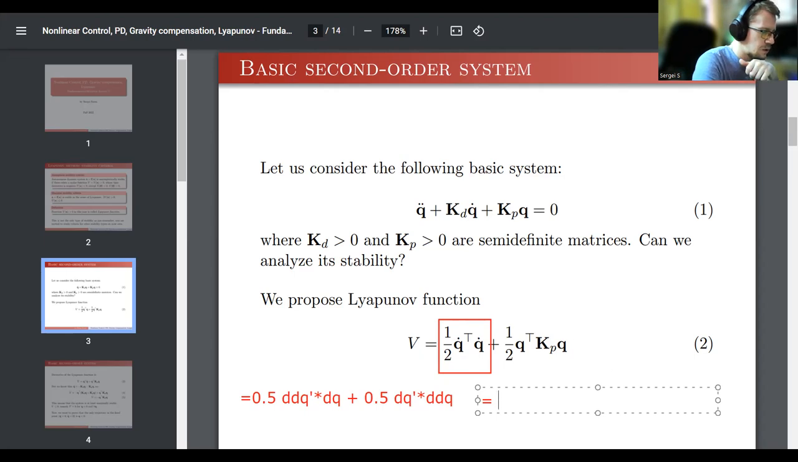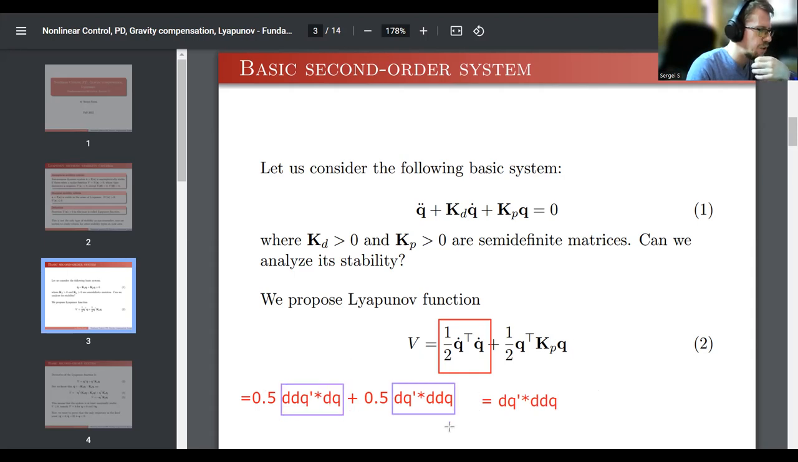But that is the same as just dq transpose times ddq. Why? Because this component is the same as this component transposed. If you transpose this, they will change places and one of them will obtain a transpose sign. But they are the same because they're scalars. You can transpose a scalar without changing anything. Remember, transpose is just a flip across the diagonal. A scalar is the only element on the diagonal, so diagonal elements don't change when you transpose. So this is the same, and you get this expression. This is how we take the derivative here.